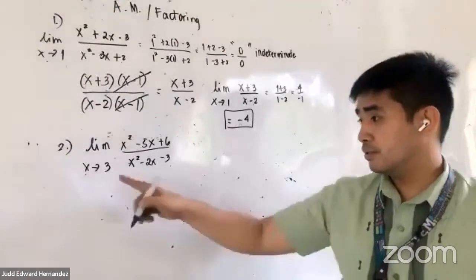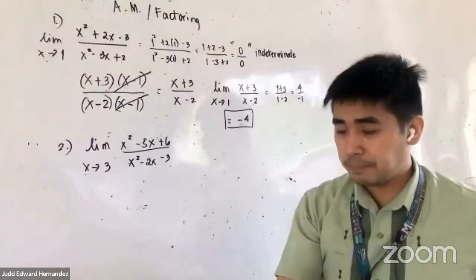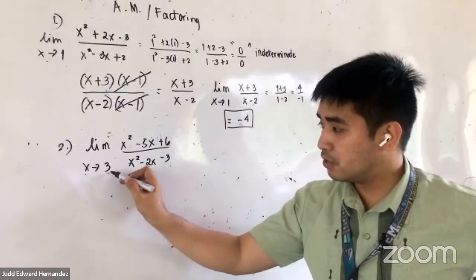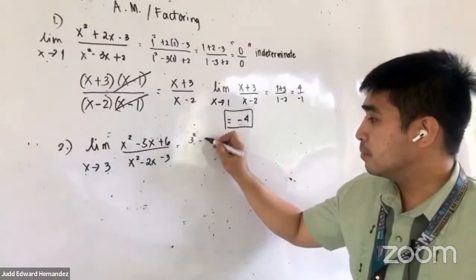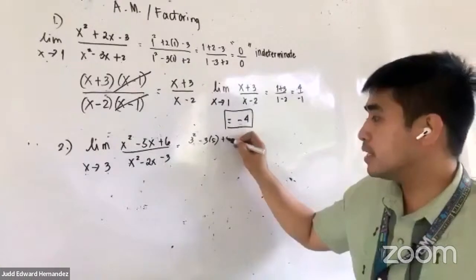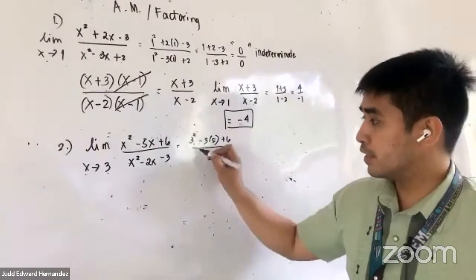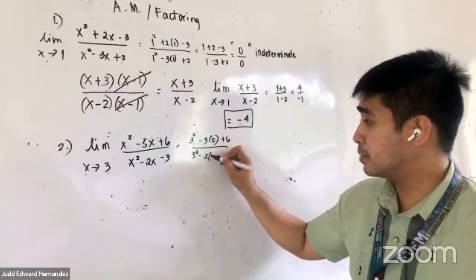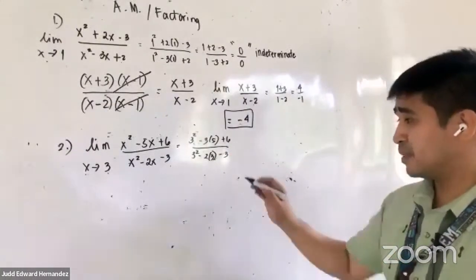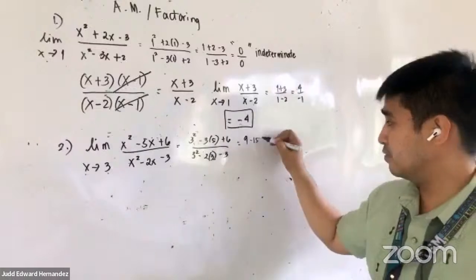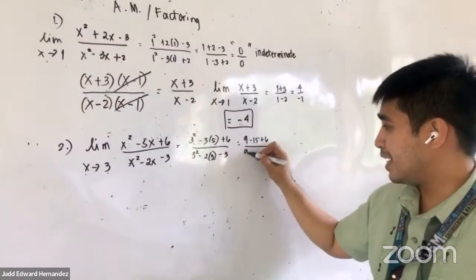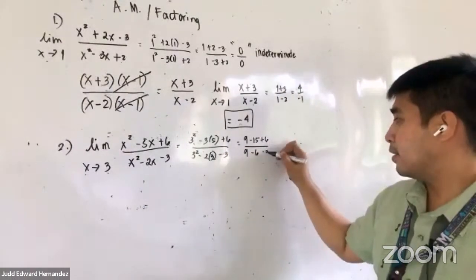Okay? So, first step is to substitute the approaching value to the limit. Therefore, it is equal to 3 squared minus 3 times 5 plus 6 over 3 squared minus 2 times 3 minus 3. 3 squared is 9. This is negative 15 plus 6. 3 squared is 9. Negative 6 minus 3.